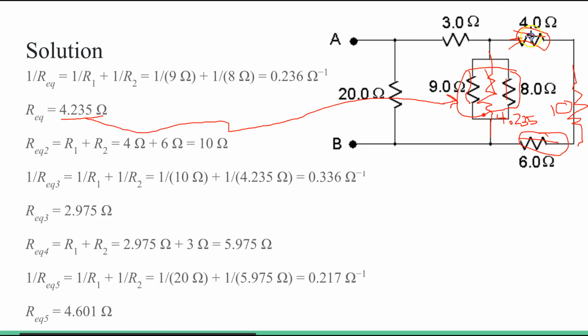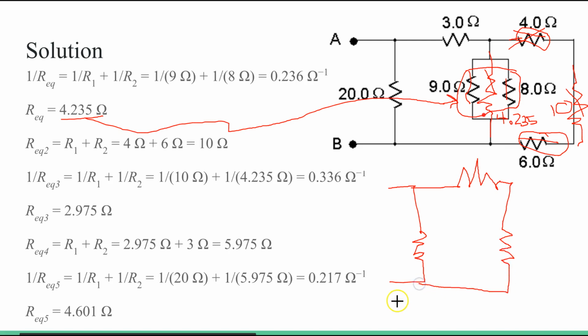So cancel, cancel, cancel. I'm just going to redraw the diagram, and it helps to redraw it. I just don't have that much space for so many redrawings, so I'm going to redraw it right now because it's evidently very messy. So you have B, A, this is 20, this is 3, and we just found this one as 2.975.